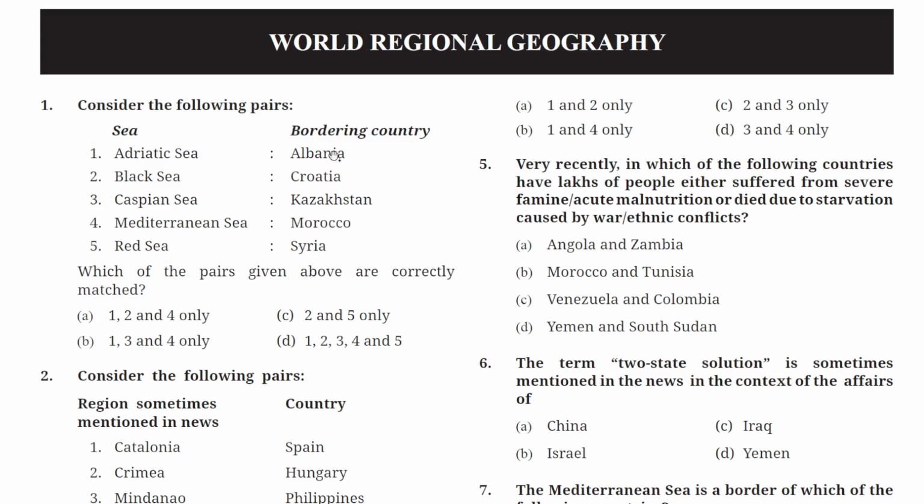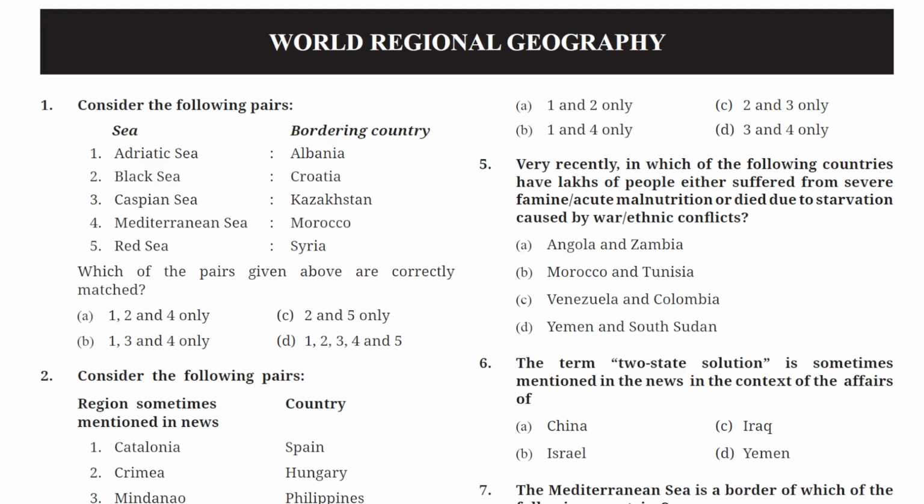Sea and bordering country. Adriatic Sea, Albania, true. Black Sea, Croatia, no, never. Caspian Sea, Kazakhstan, true. Mediterranean Sea, Morocco, true. Red Sea, Syria, no. So the answer is B, 1, 3, and 4 only. Countries bordering the Adriatic Sea and Black Sea should be learned by heart directly.